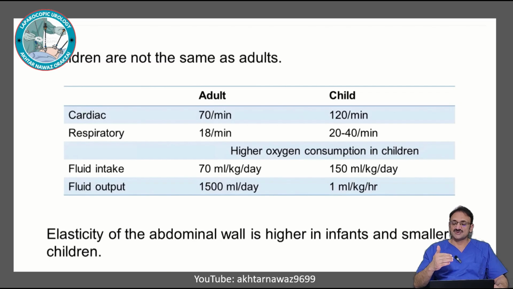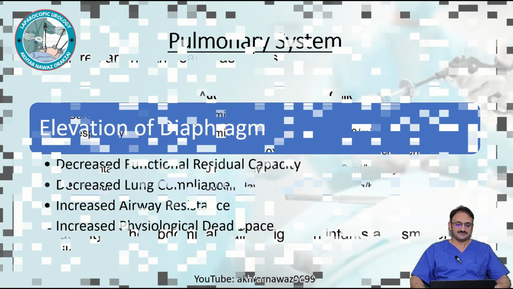In adults, we usually work with around 12 millimeters of pressure in a normal individual. However, in the pediatric age group, 6 to 8 will be more than enough, and above 8 will usually get complications. So stay below 8 millimeters.